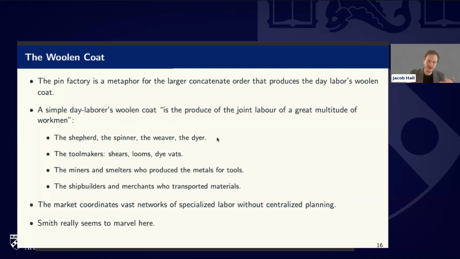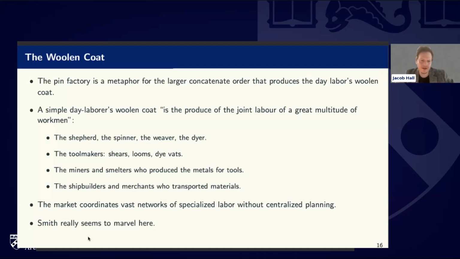These are the guys actually making the coat, but they rely on tools, shears, looms, dye vats, dyes themselves. But where do they get those? Well, there's miners and smelters who produce the tools and the dyes, and it's the shipbuilders and merchants who transport the inputs and the outputs. So like this pin factory where we're all in the same firm, as it were, this division of labor is global in scale. And it's really the market that coordinates these vast networks of specialized labor without centralized planning.